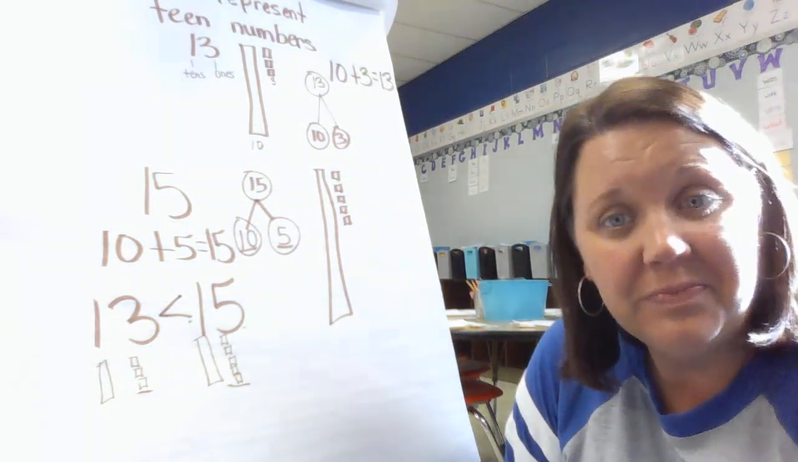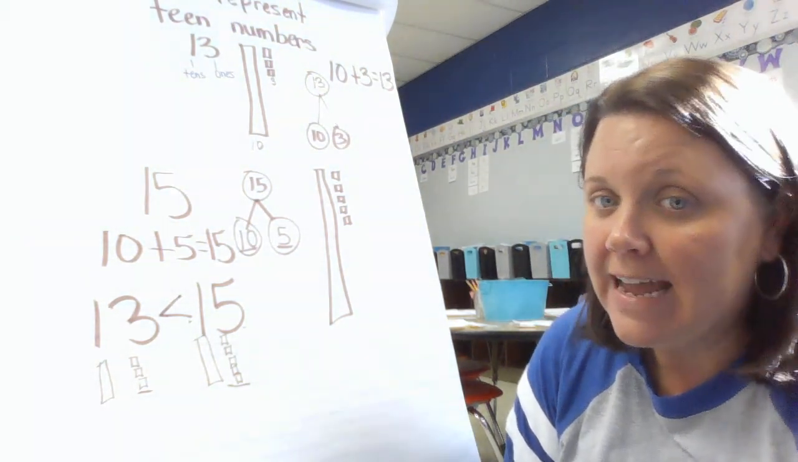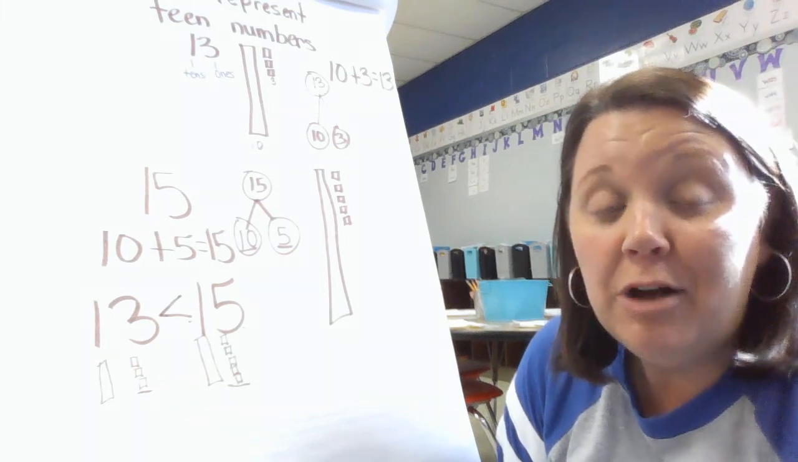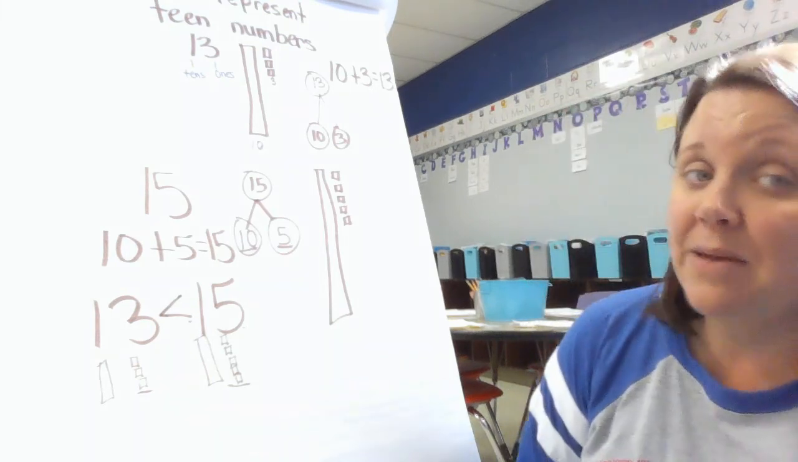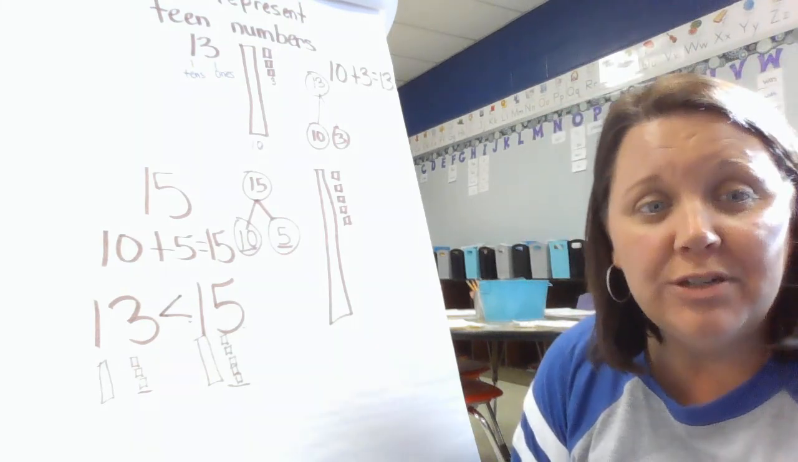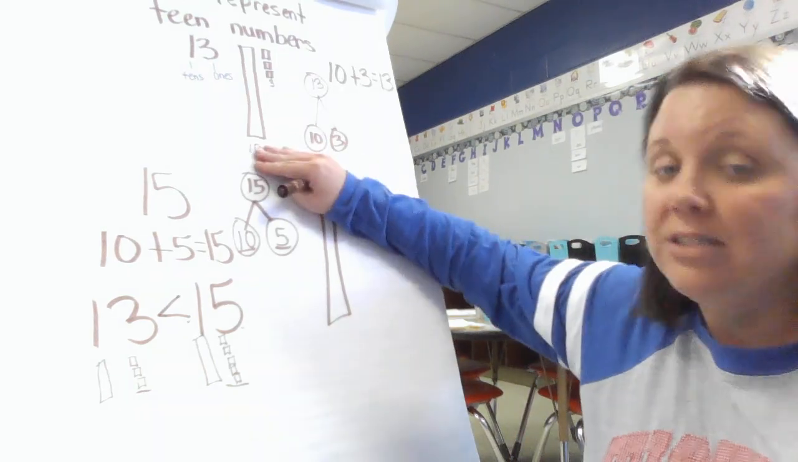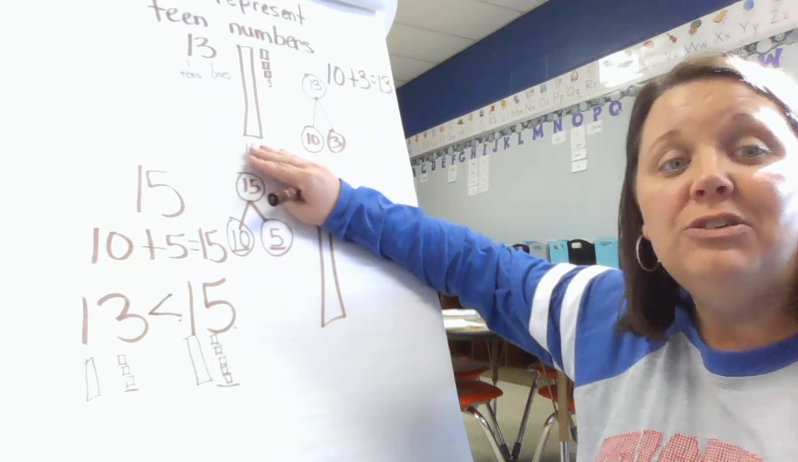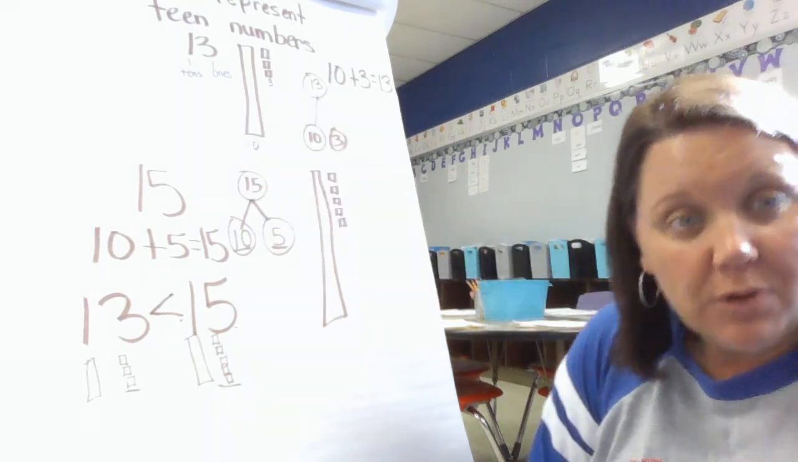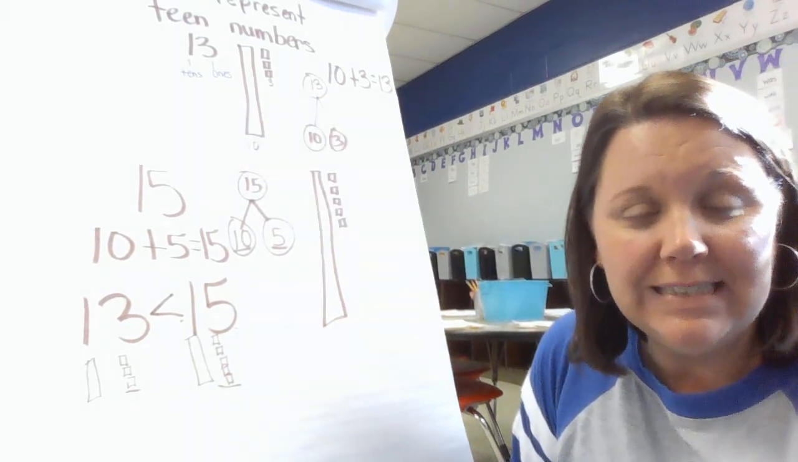I hope you enjoyed our little lesson today about numbers in the teens. I hope you understand the tens place and the ones place. I hope you understand that you can represent it with a number bond and an equation, and you can also represent it with a picture using tens and ones. They will also be called rods and units.